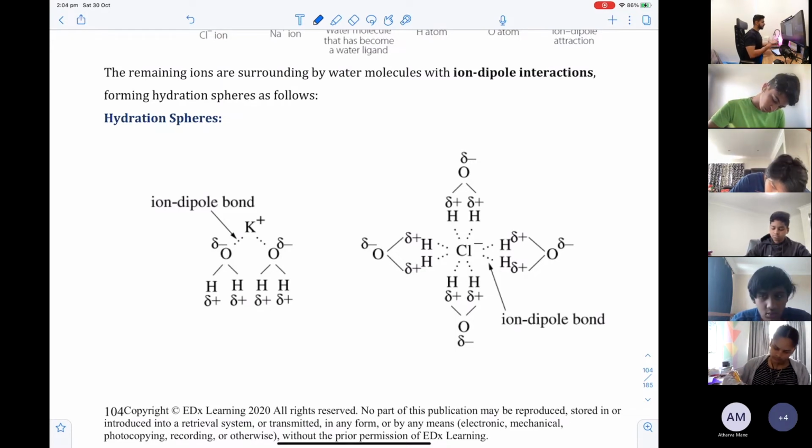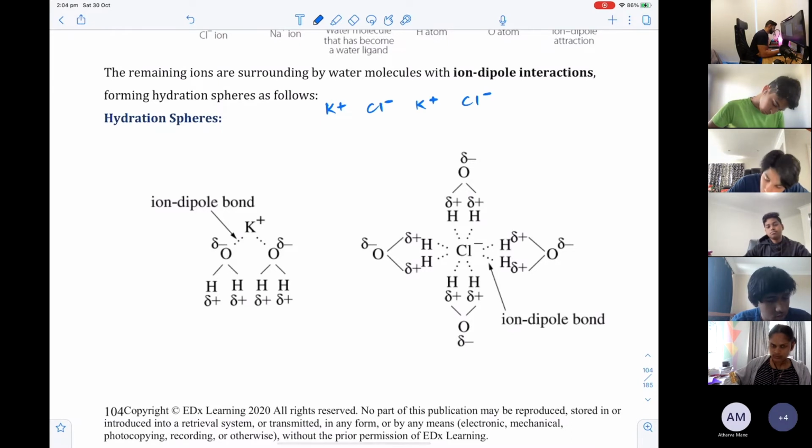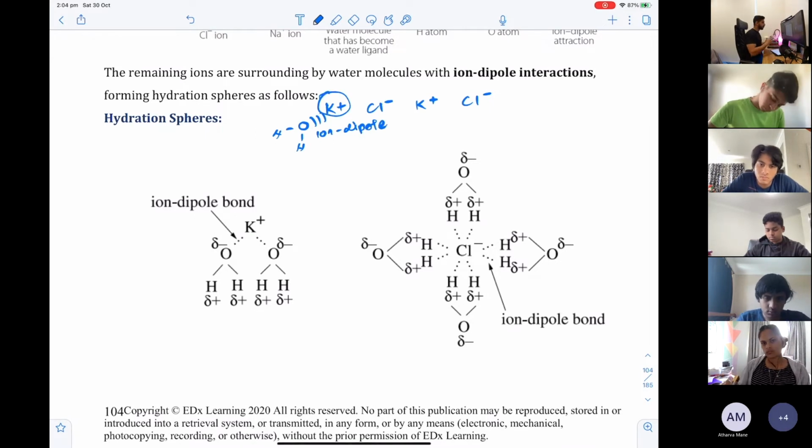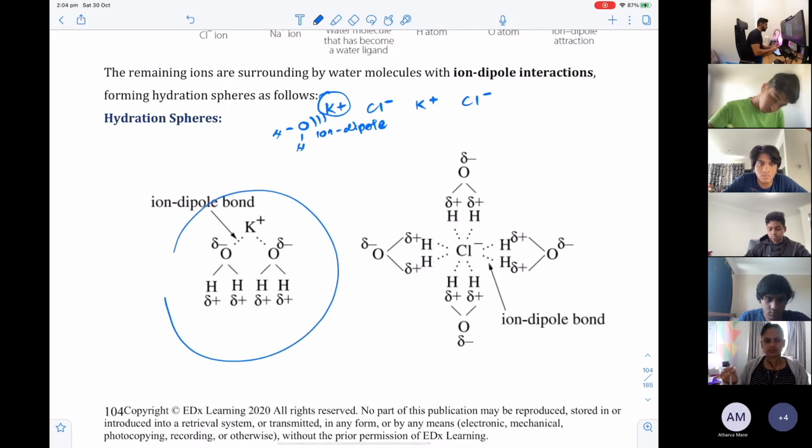Okay, so here they've given us an example of potassium chloride. So imagine you've got alternating ions of potassium, chloride, potassium, chloride. The oxygen end of water would have displaced and pulled a potassium out, forming an ion dipole interaction. And as soon as that potassium is removed from the lattice, it will be completely overcome. In fact, I think this diagram is not doing justice. It should look more like this.